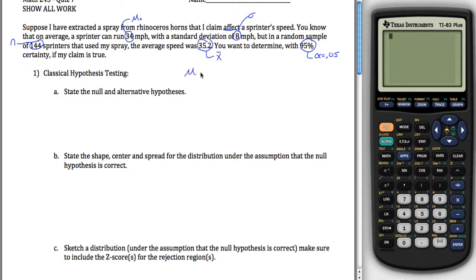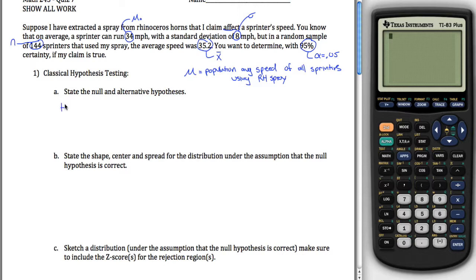I don't know if I'm going to have you write out mu, but I'm going to write it so that we have it as reference. What mu is, the population average speed maybe of all sprinters. So I'm not just talking about my sample here, I'm talking about all sprinters. But not all sprinters, period. All sprinters using my spray. Using RH spray, rhinoceros horn spray. So that's what mu is.